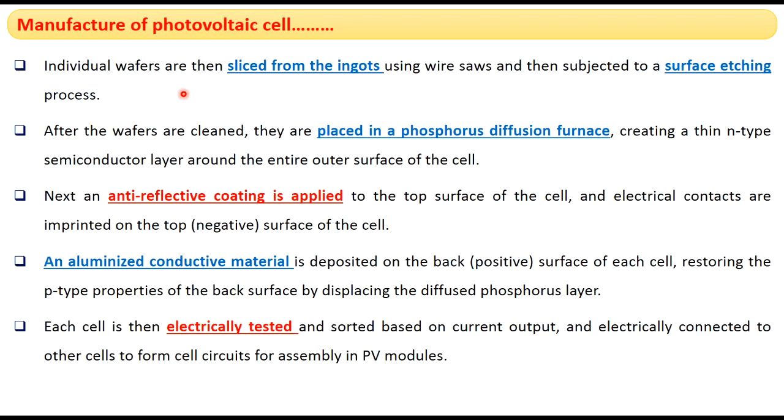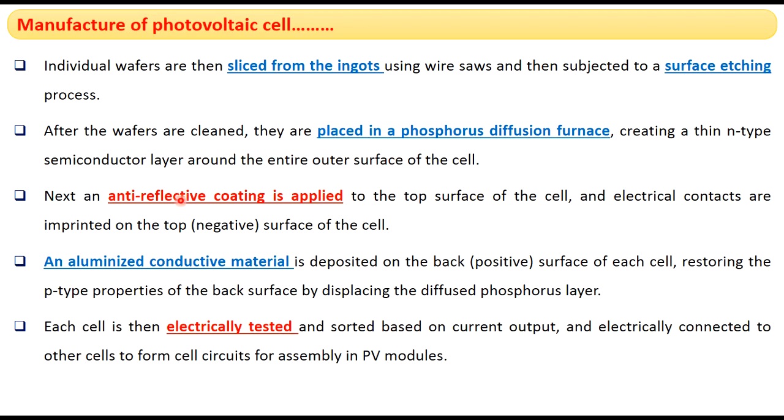Next step is the slicing of the ingots. The polysilicon rods are sliced to form individual wafers. For this process, we use wire saws. After the formation of individual wafers, they are subjected to surface etching. This is a cleaning process. After the cleaning of the individual wafers, they are placed in a phosphorus diffusion furnace where an n-type semiconductor layer is created on the outer surface of the cell.